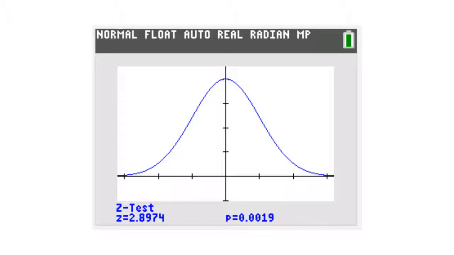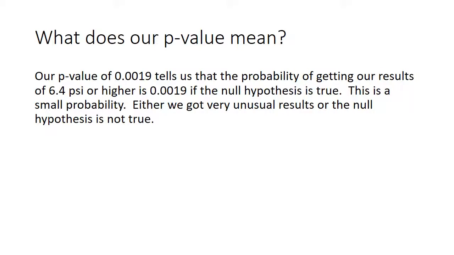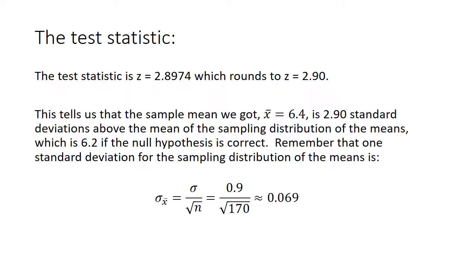is 2.8974 standard deviations above the mean of 6.2. That's a lot of standard deviations away. So, our p-value tells us the probability of getting our results of 6.4 psi or higher is 0.0019 if the null hypothesis is true. This is a small probability. Either we've got very unusual results, we got the freakish sample, or the null hypothesis is not true.